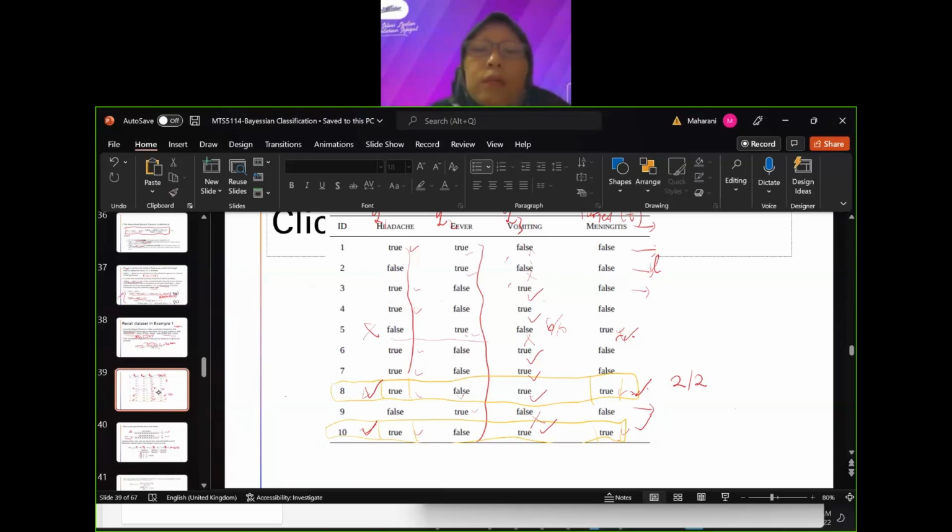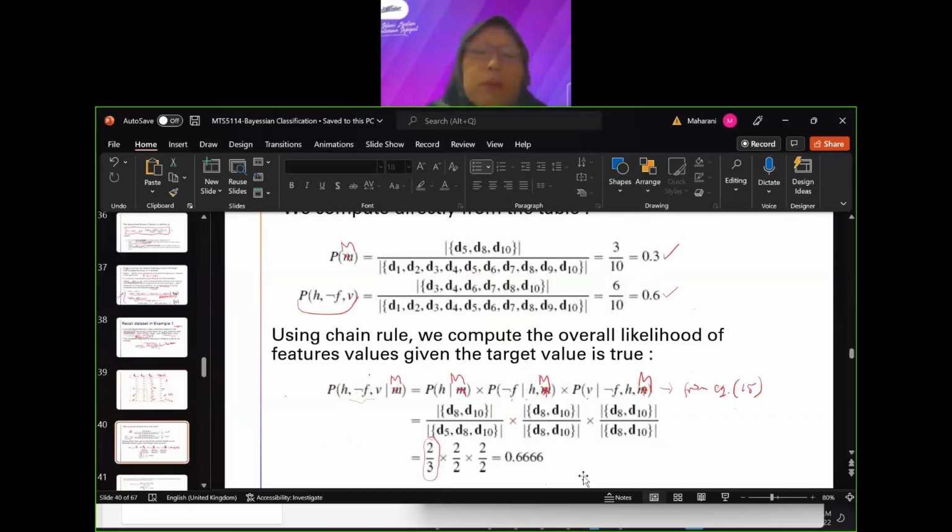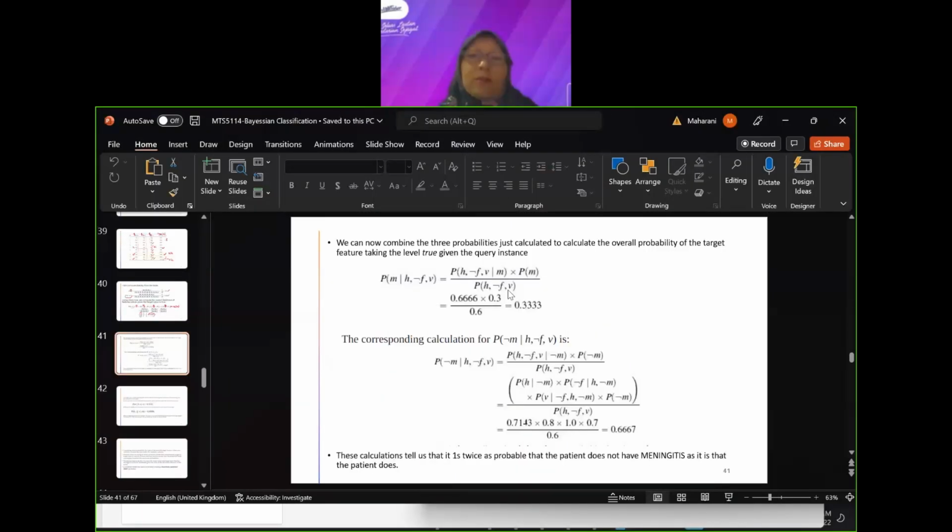But you look first at the vomiting or not. V, yes, true, so we choose this one. And the last one is true, and the fever is false. Yes, we choose this one. And the vomiting is true. So we choose 2. So the same as previous, the probability is 2 over 2. Then you multiply all of them, and you get this one.